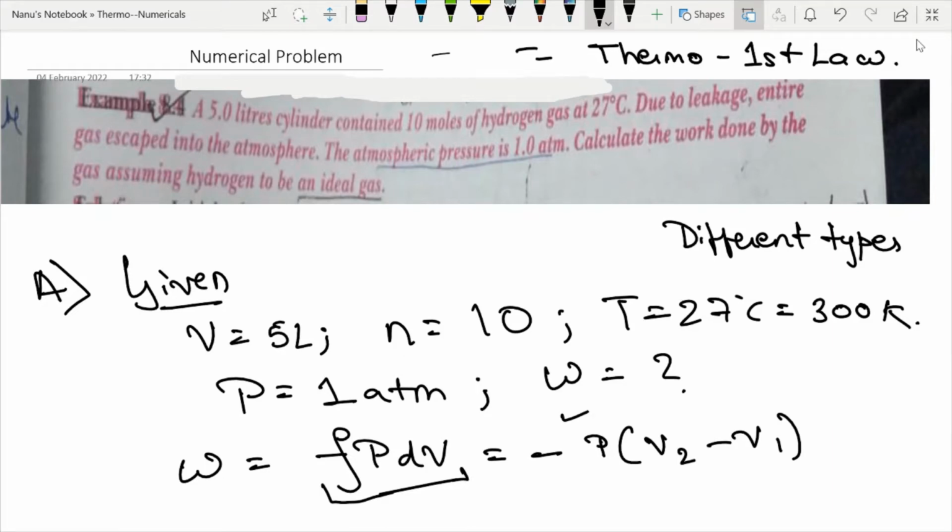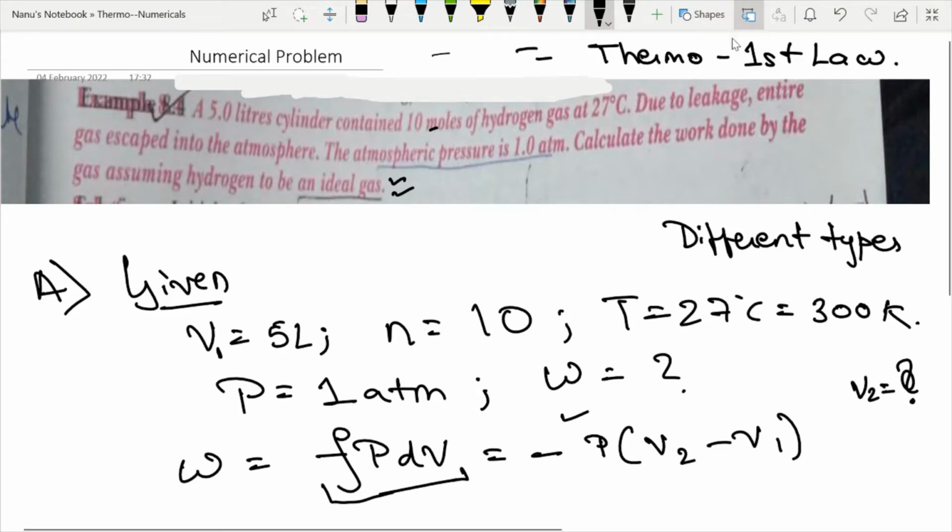So what is also written is that it is an ideal gas, right? So why is this information given? Because if you see, we know V1. What was V1? We know a 5-liter cylinder contained this much amount of hydrogen, but due to leakage, we don't know the present volume of the gas. The previous volume was 5 liter, but the present volume V2 is question mark.